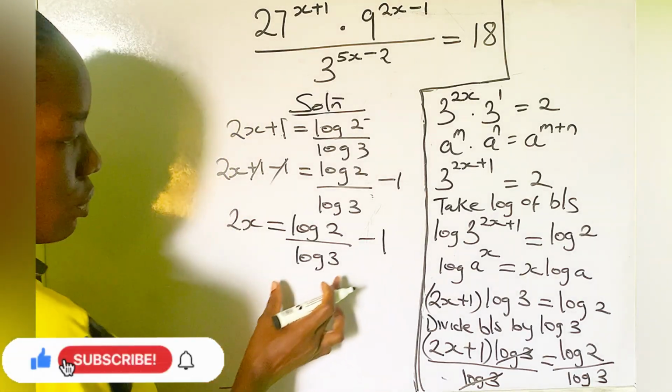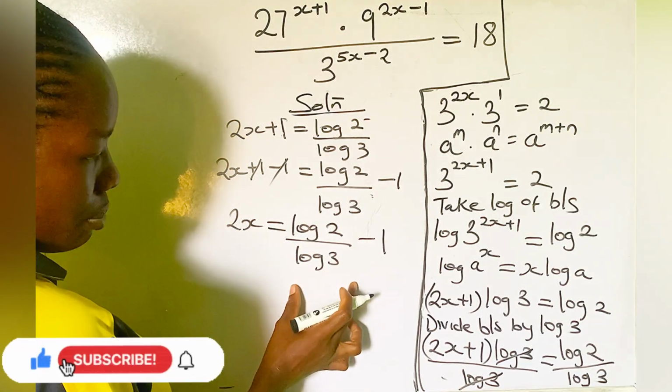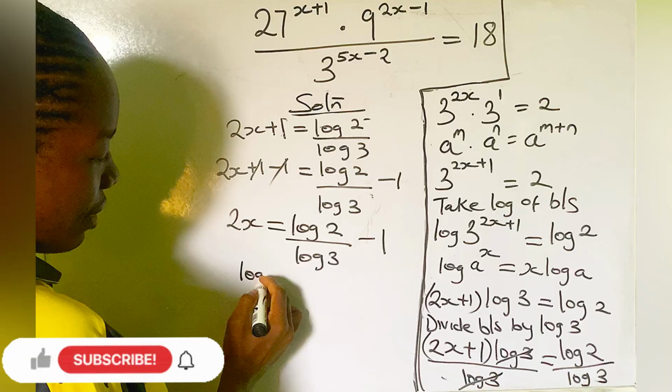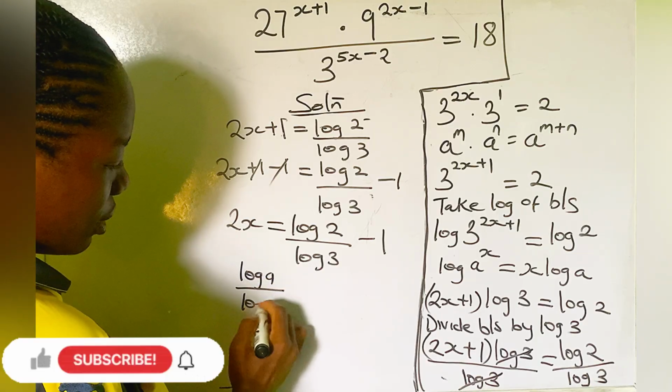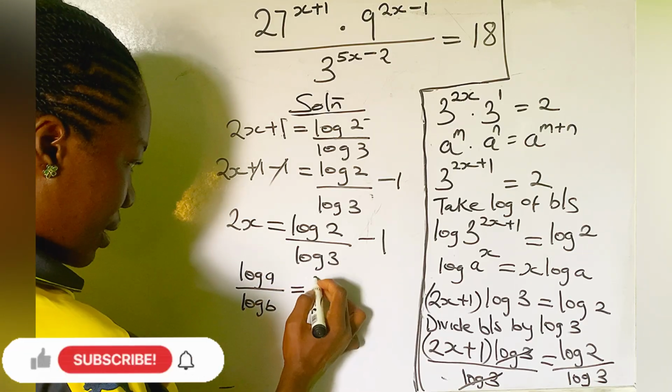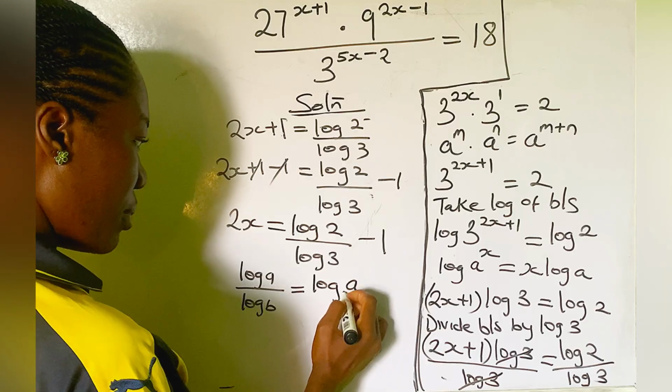All right, so let's work on this by changing the base of this. In logarithm, when you have log a over log b, you can write it as log a base b.